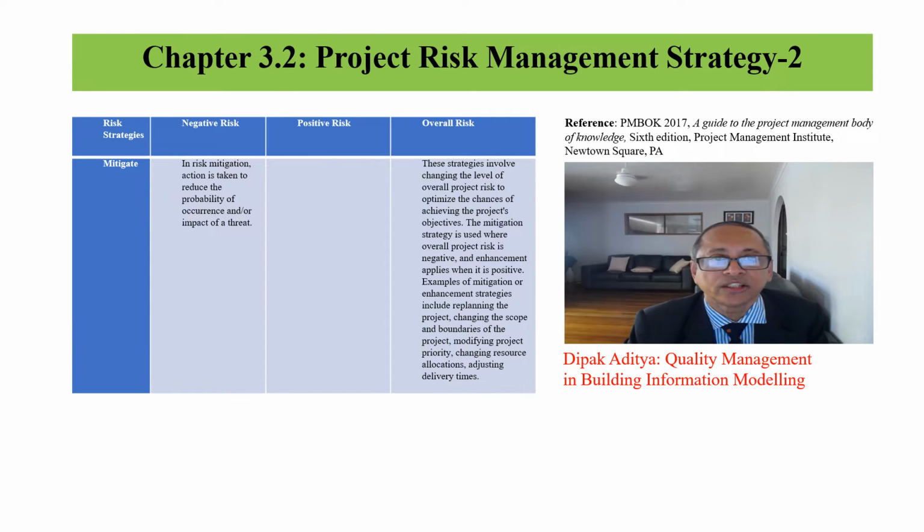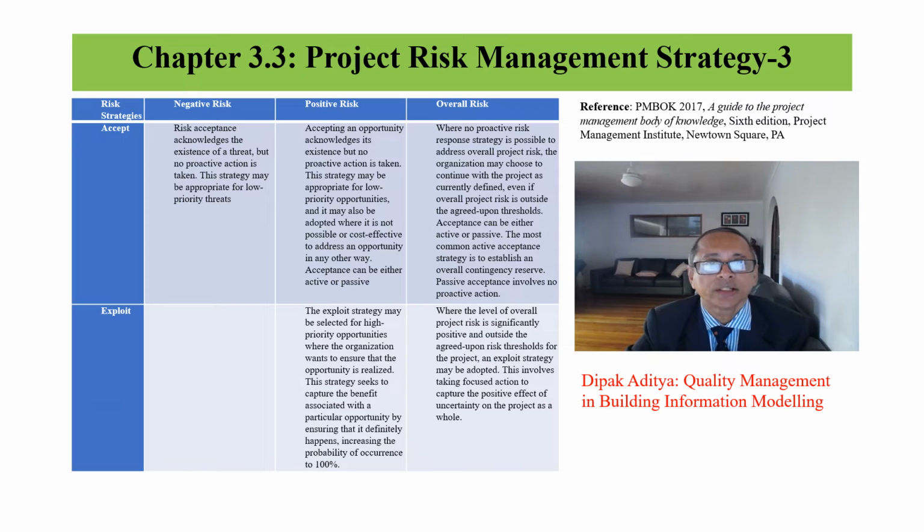Mitigating is a strategy for negative and overall risk. In negative risk, action is taken to reduce the probability of occurrence and impact. For overall risk, strategies involve changing the level of overall project risk to optimize the chances of achieving the project objectives. Accept is a strategy for all kinds of risk. In negative risk, the risk is acknowledged with the existence of the risk, but no action is taken. For positive risk, it is accepting an opportunity, but no proactive action is taken.